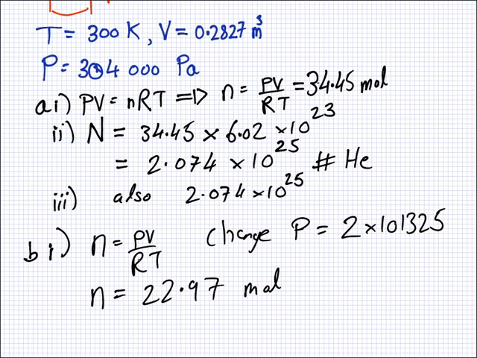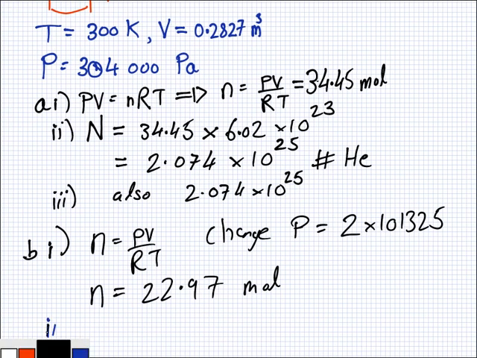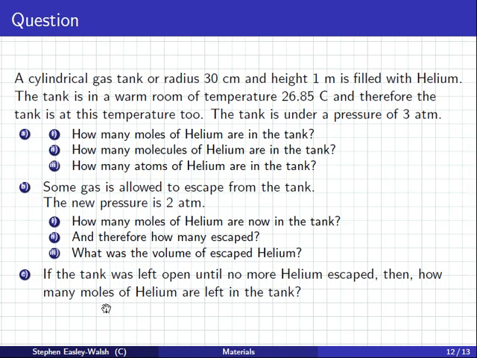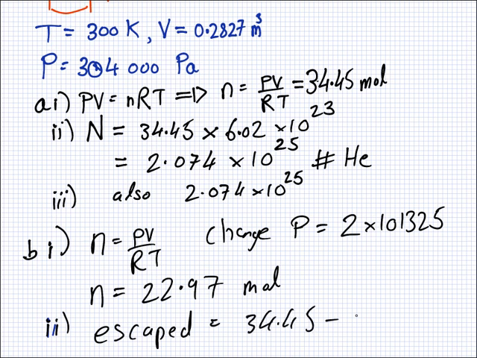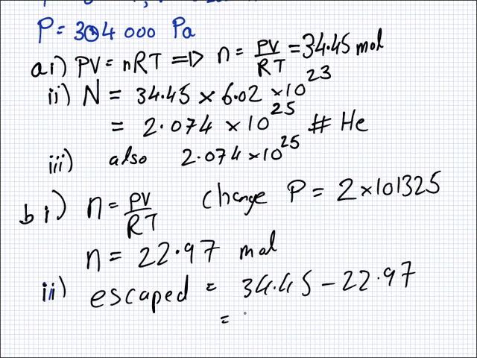Okay, so part 2. How many escaped? Oh, well, okay, that's easy. How many moles escaped? So that would be 34.45 minus 22.97. That's how many escaped.